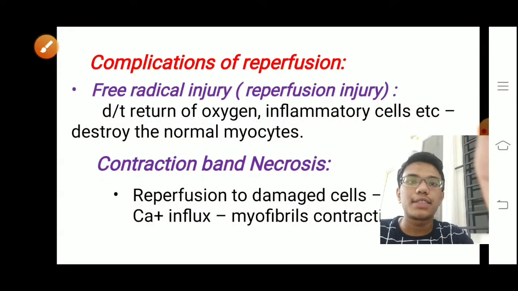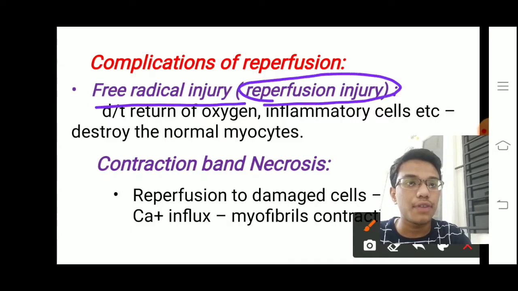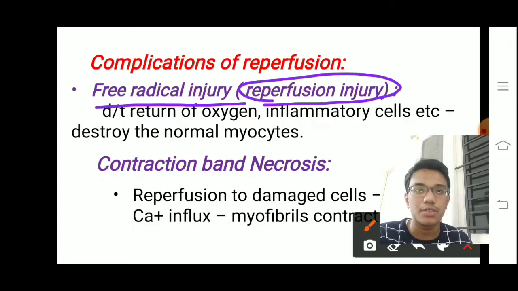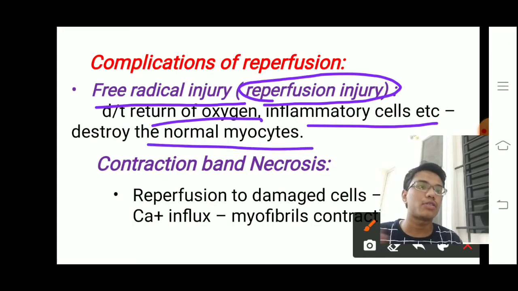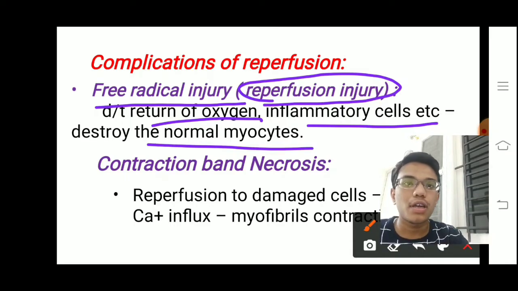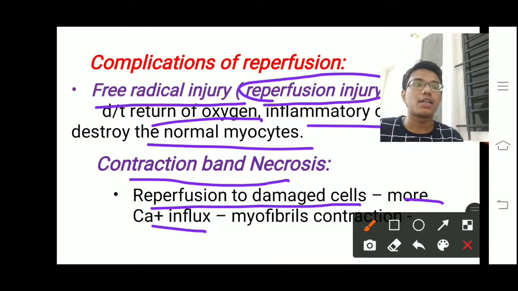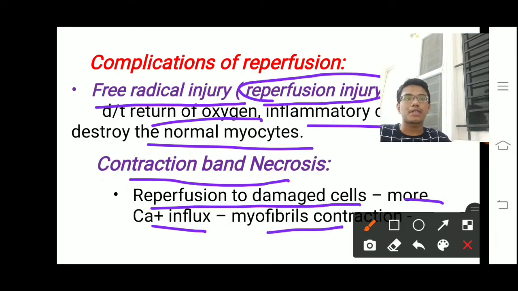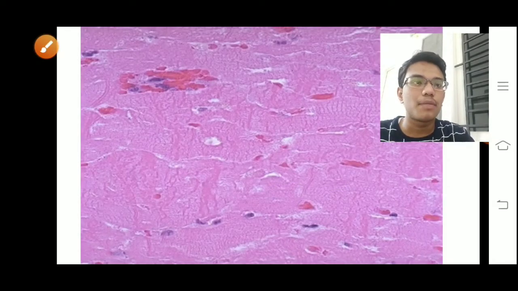Now we have seen, as a short recap, complications of reperfusion. One is free radical injury, that is due to reperfusion injury. Free radical injury is a separate topic which should be dealt with in general pathology. Due to the return of oxygen, all the inflammatory cells come here and destroy the normal myocytes, leading to worsening of the condition. And in contraction band necrosis, reperfusion of the damaged cells leads to more calcium influx. Calcium influx will occur a lot, and that leads to myofibril hypercontraction, which leads to contraction band necrosis, loss of cross striations, and loss of nuclei. Okay. So these are the complications we have seen.